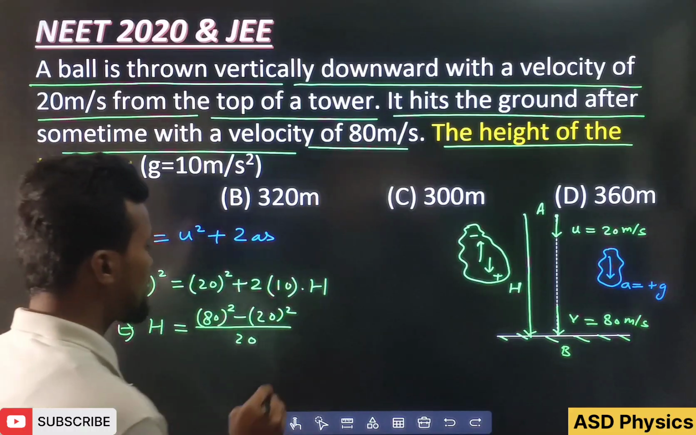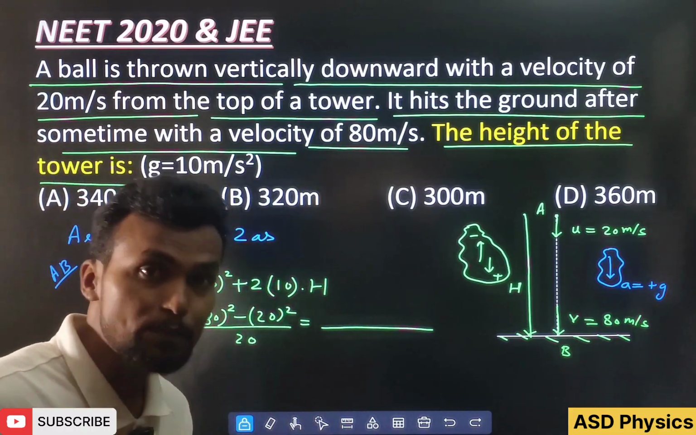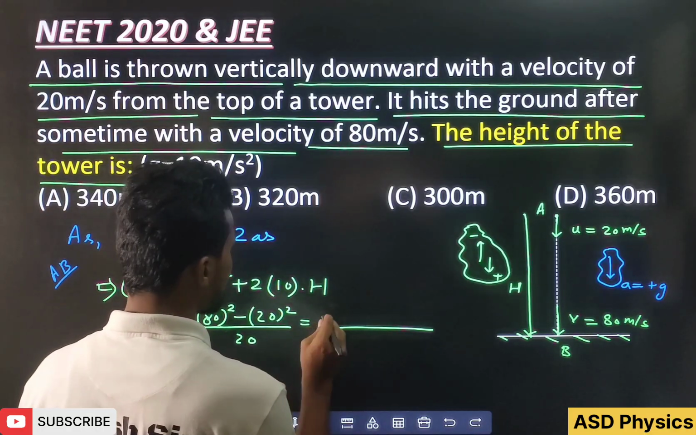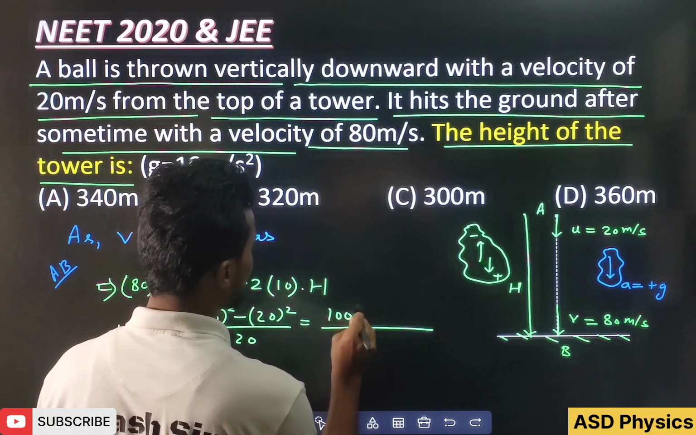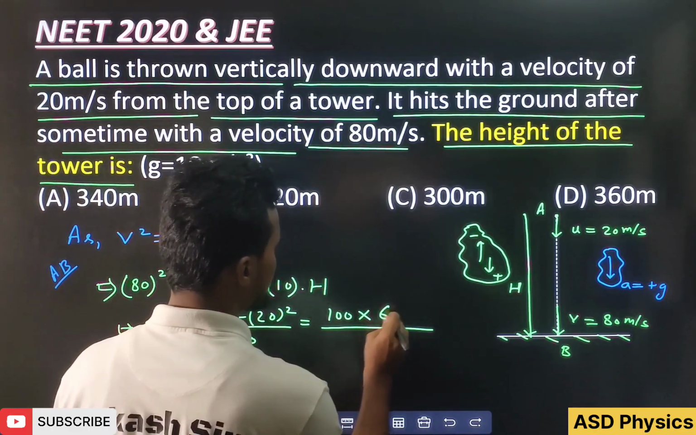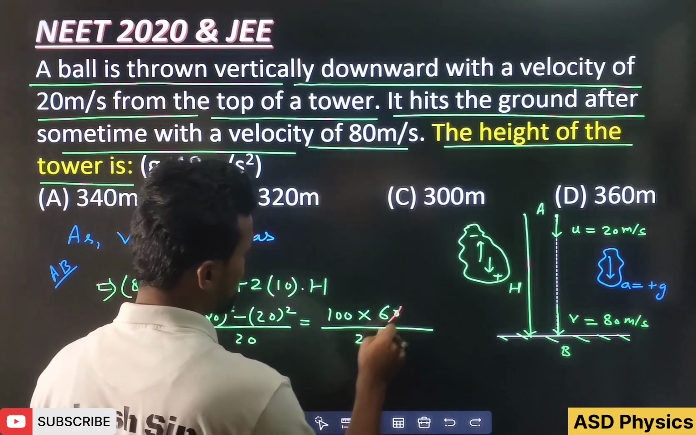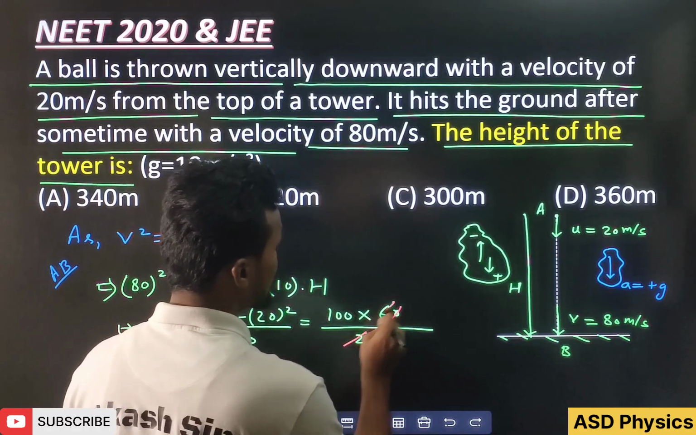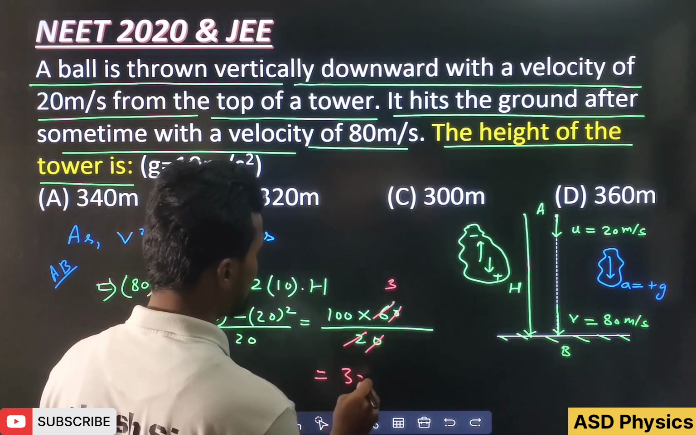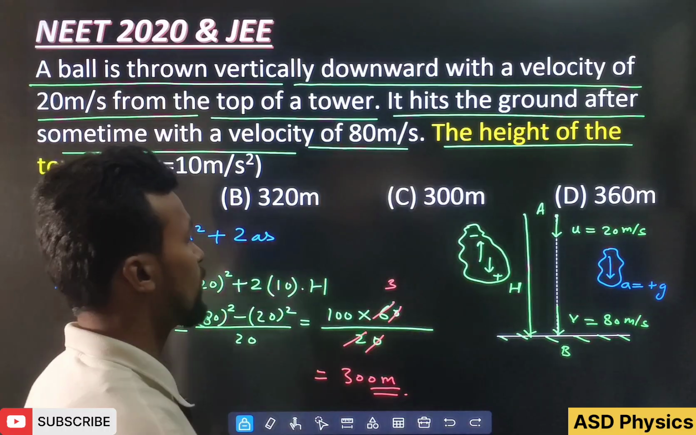Now you can even use the a square minus b square formula: in one bracket a plus b, in another bracket a minus b. So 80 plus 20 means 100, into 80 minus 20, that means 60, and here by 20. Then this 0 and this 0 cancel anyhow, and 2 threes are 6. 100 into 3 is 300 meter. That means the ball has been thrown from a height of 300 meters.